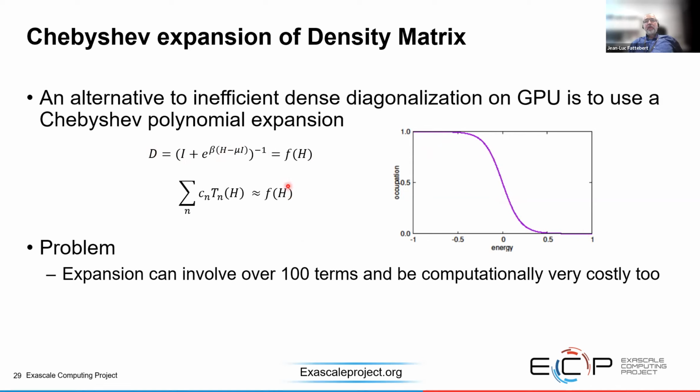One problem is that if we try to do that directly, it can involve over 100 terms, and so it becomes computationally costly. You may remember I showed you in one of the first few slides that doing a dense diagonalization can be 100 times or even more costly than a matrix multiplication. But if you need more than a few hundred matrix multiplications, you lose what you could expect to gain from using simpler algorithms.